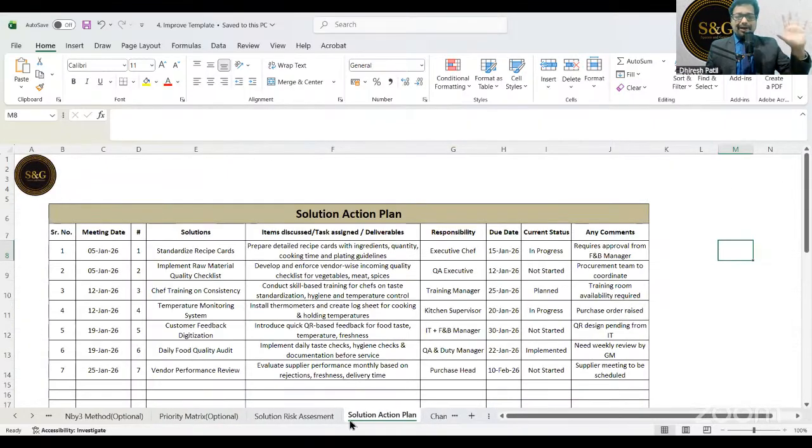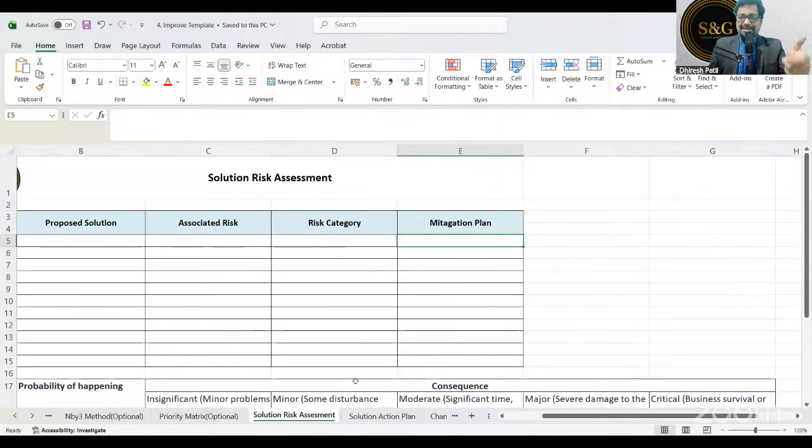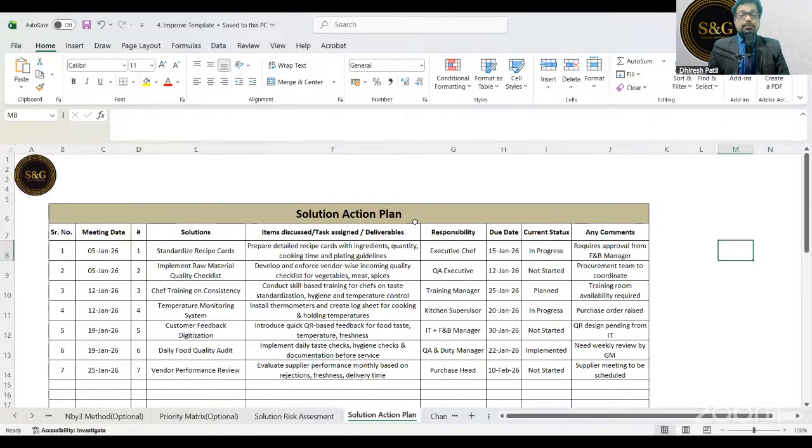Once it is done, now again, has it to be done for every solution? No. The critical solutions which can impact your quality, the safety, the performance, etc. Okay, those have to go for the solution risk assessment. And then the solution action plan. This is the solution action. Now this is the actual action plan for the solutions you have identified.